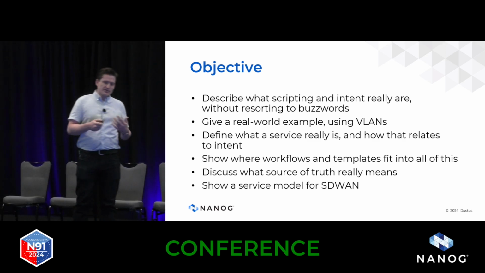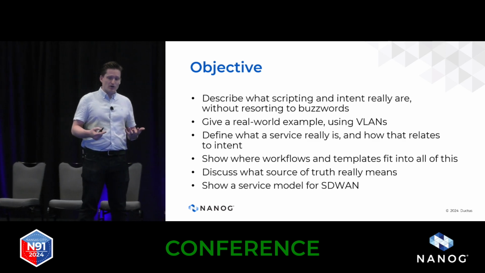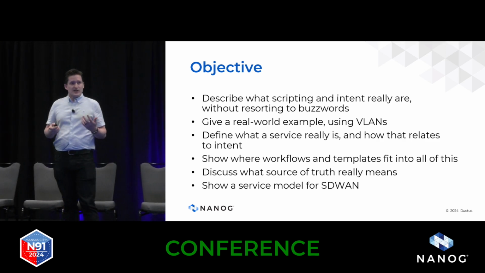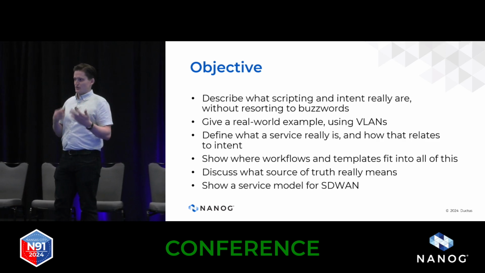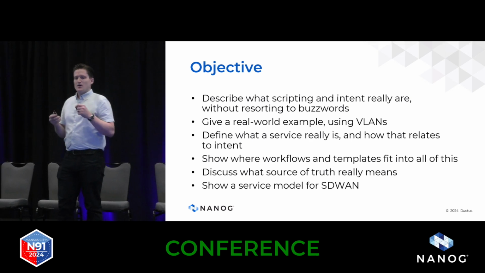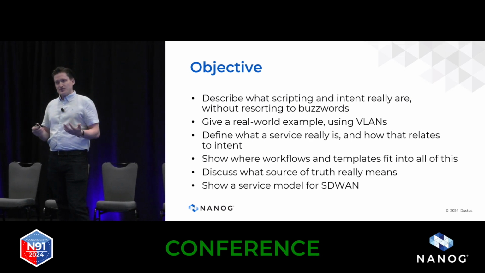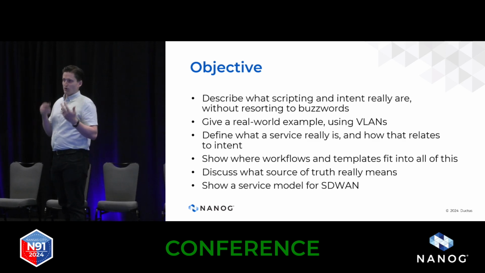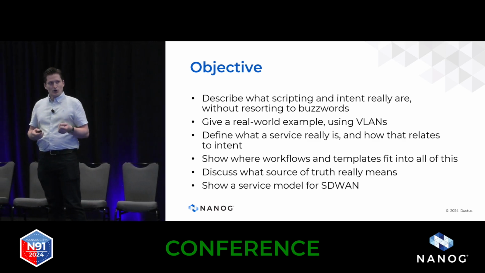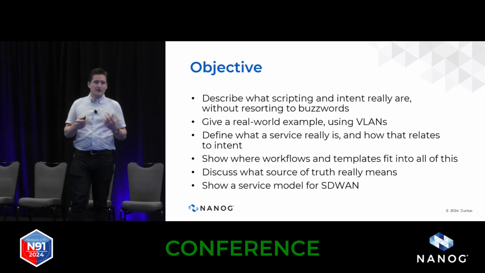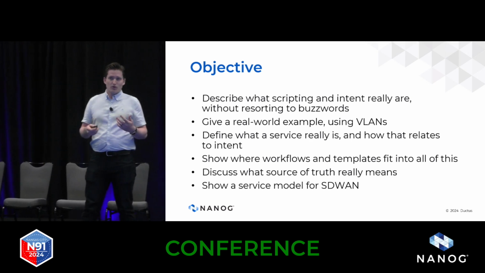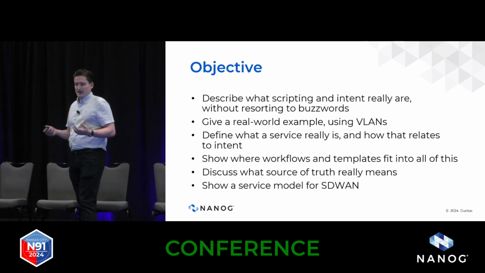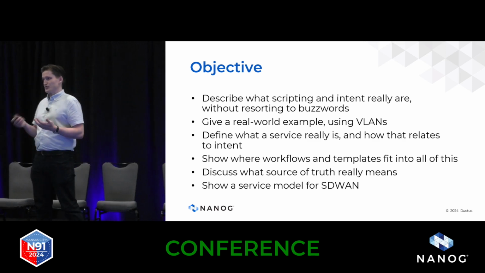So to do this, I'm going to define what they are. We're going to use a real-world example involving VLANs to describe the concepts. We will talk about what a service is and how that relates to intent, and talk about where workflows and templates fit in. We'll talk about source of truth, and whether or not there is one source of truth, or maybe there are sources of truth. And finally, we'll finish off with a service model for SD-WAN.